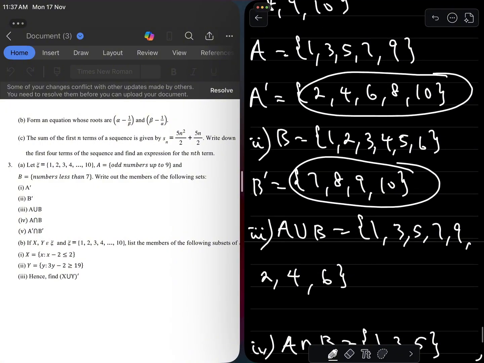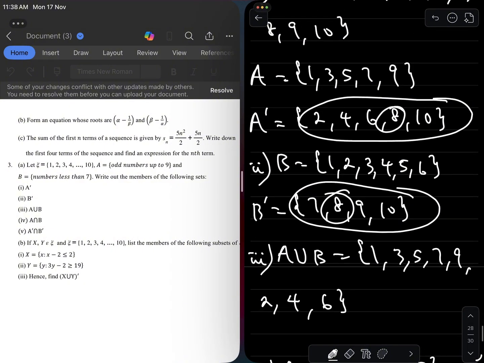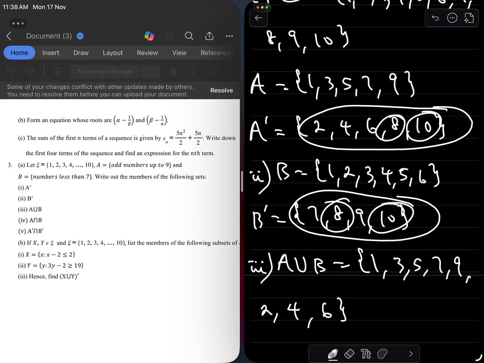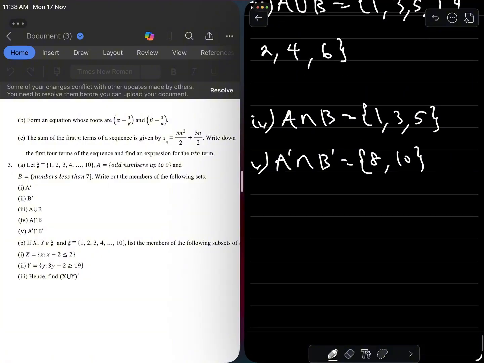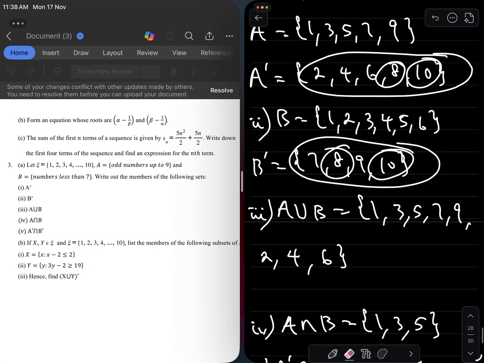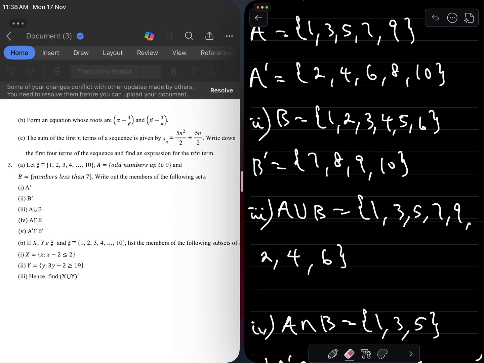Let's see. 2 is in A complement, but it's not in B complement. We don't write that. 4 is in A complement, but it's not in B complement. We don't write that. 6 is in A complement, but it's not in B complement. We don't write that. 8 is in A complement, and it's also in B complement. So we write that, 8. Let's check. Is there another one? 10 is in A complement, and it's also in B complement. So the elements of the set A complement intersection B complement are 8 and 10.